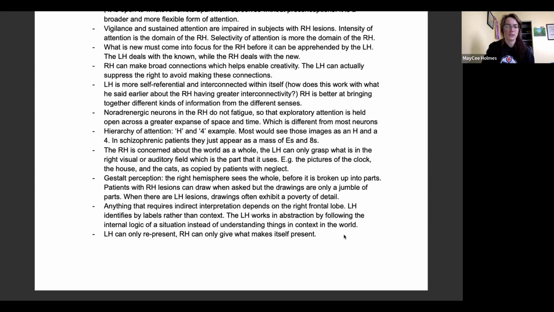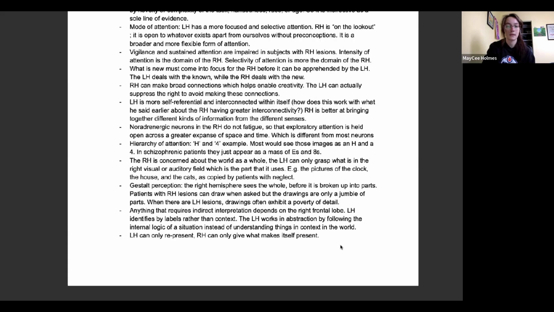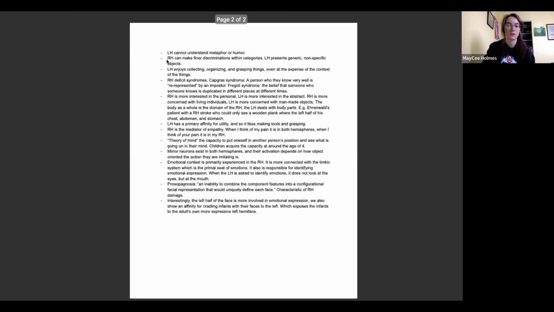The left hemisphere identifies by labels rather than context. The left hemisphere works in abstraction by following the internal logic of a situation instead of understanding things in context in the world. Left hemisphere can only represent. Right hemisphere can only give what makes itself present. And then I believe there's another section.